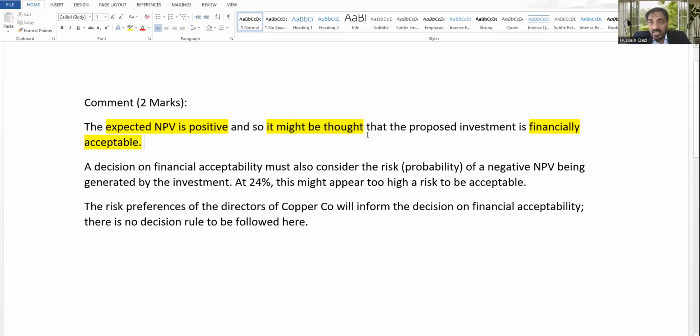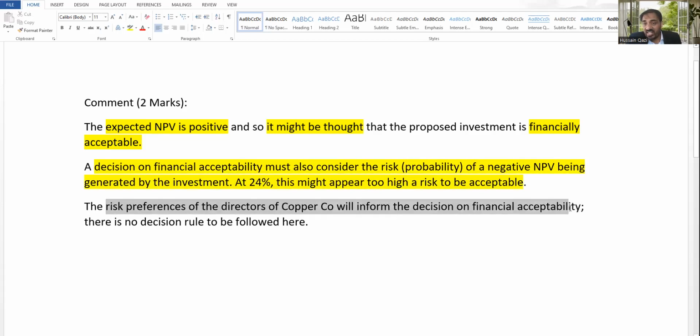That's important. Then mention that the decision on financial acceptability must also consider the risk of a negative NPV being generated by the investment. In this case, 24% might be too high a risk to accept. That's important. Finally, the risk preference of the directors of Cooper informs the decision on financial acceptability. There is no decision rule followed here, no exact rule like 2 plus 2 is equal to 4. That's a point.